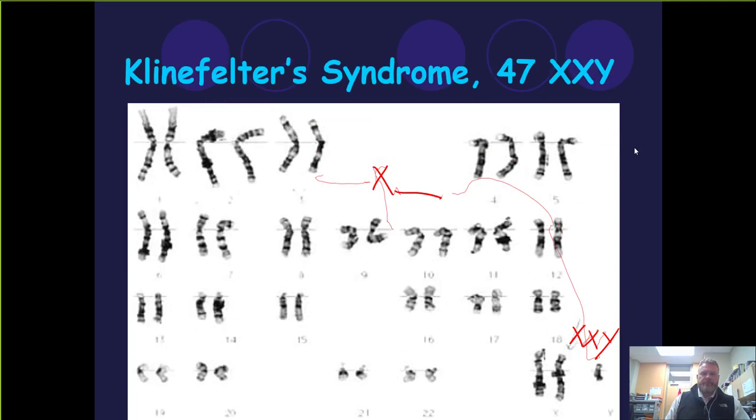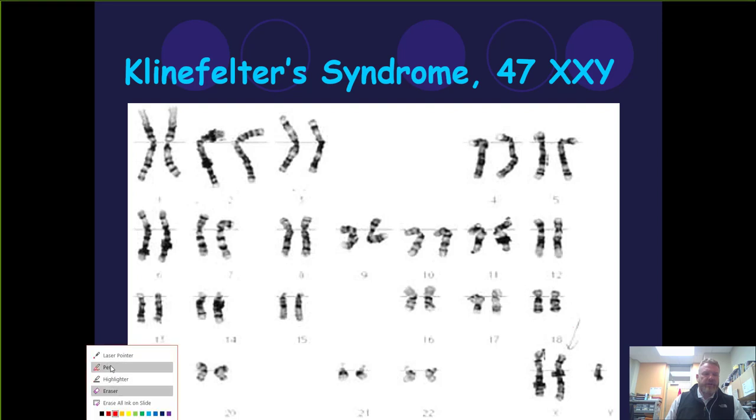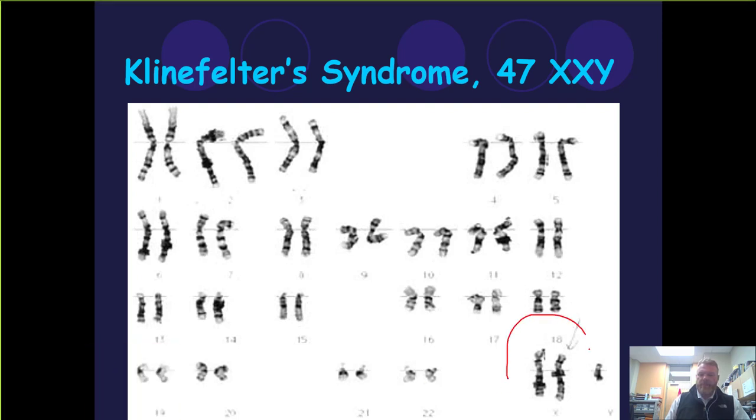So, an example. Let me see if I can get rid of this. Here we can see we have an extra X chromosome along with the Y chromosome.